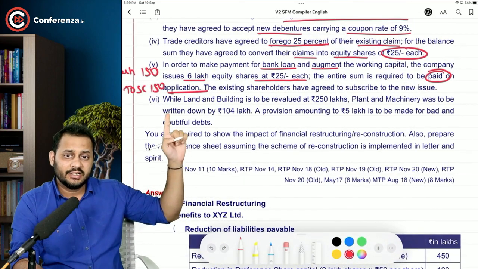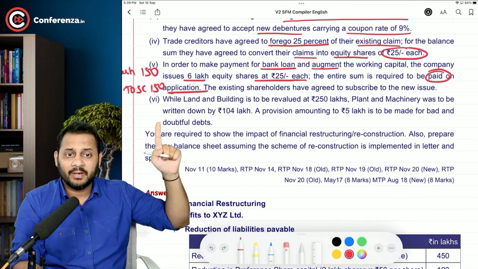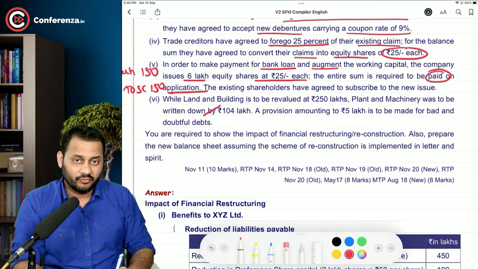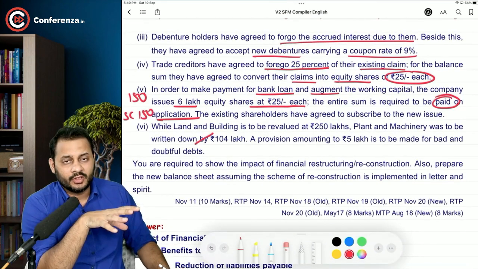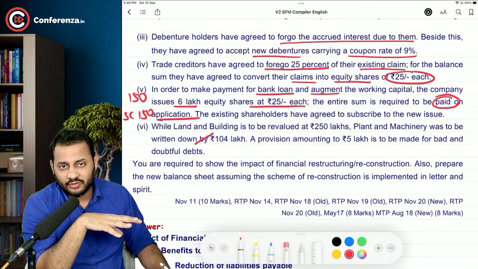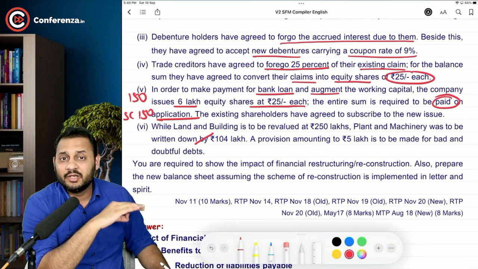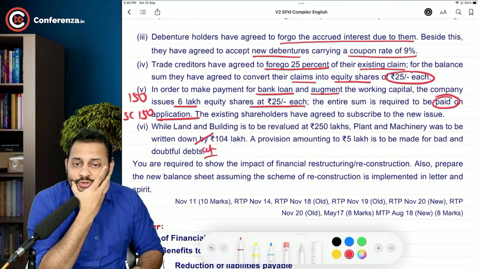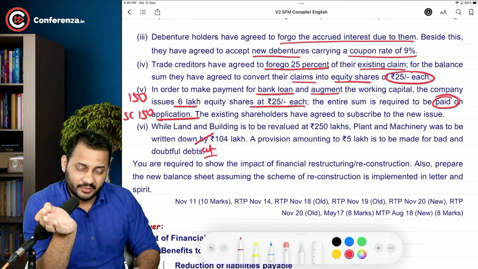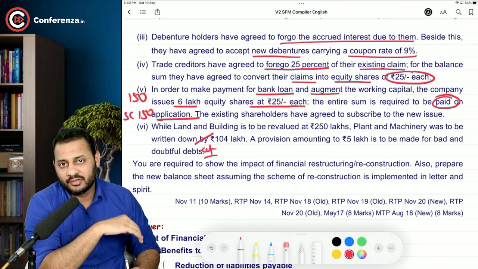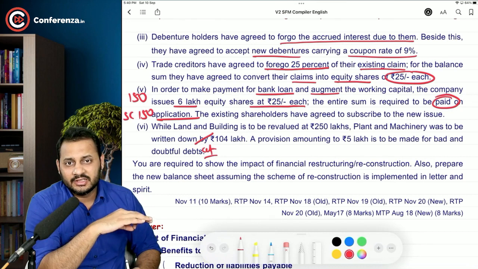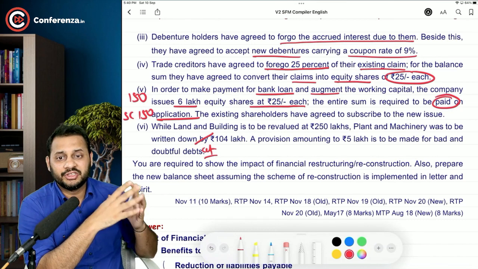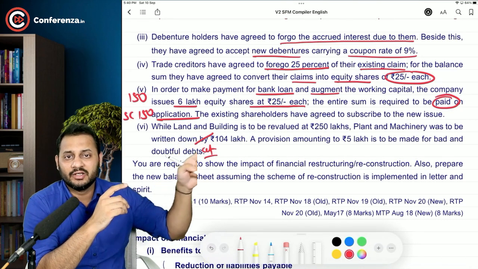Okay, what else? Now look at this part, sixth one. While the land and building is to be revalued at 250 lakhs, plant and machinery was to be written down by 104 lakh. Now there is a mistake in the question. Either the question is wrong or the answer is wrong. The treatment in the answer is it should be written down at 104 lakhs. If you write by, it has a different meaning. If you write at, it has a different meaning. So we can change the answer, we can change the question. Whatever we do, we have to go accordingly. Right now, I am changing the question itself, written down at 104 lakhs.